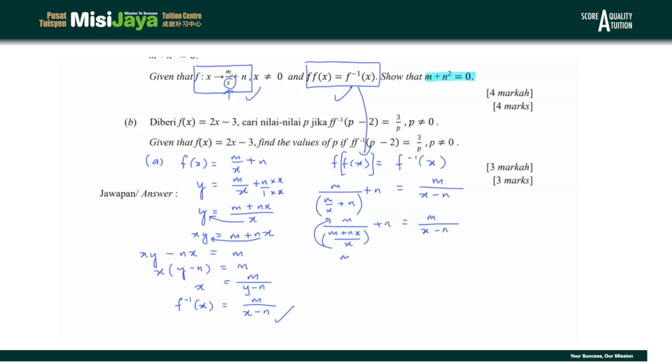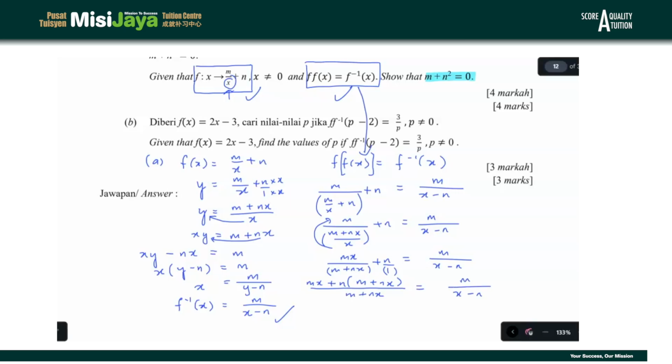Okay, so we become mx over m plus nx plus n equals m over x minus n. And then now I'm going to make these two denominators the same. So on this n over 1, I'm going to multiply m plus nx top and bottom. So it becomes mx plus n times m plus nx, then the whole thing over m plus nx equals m over x minus n.